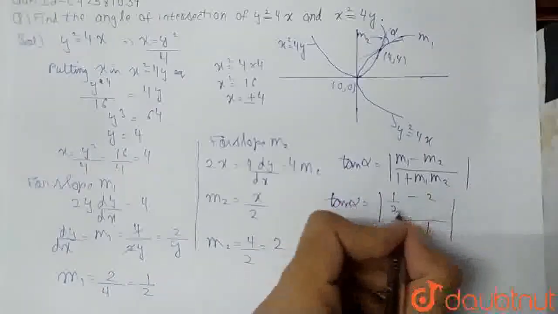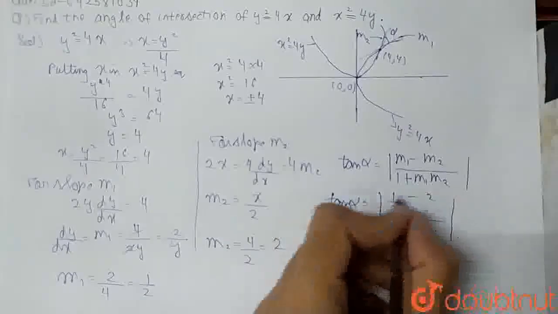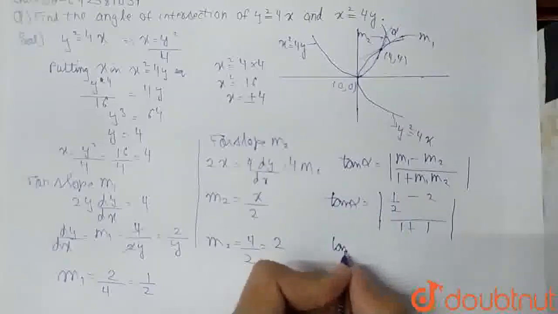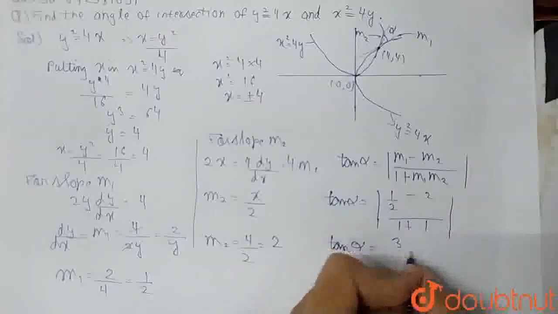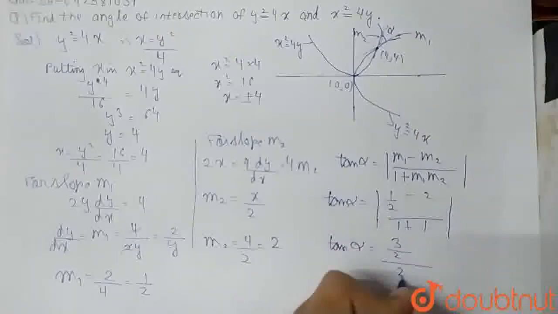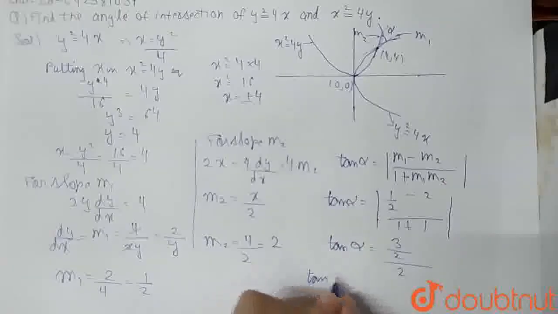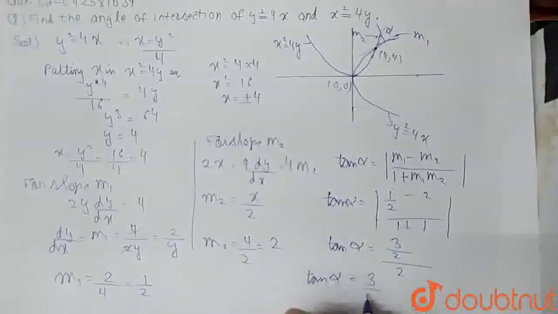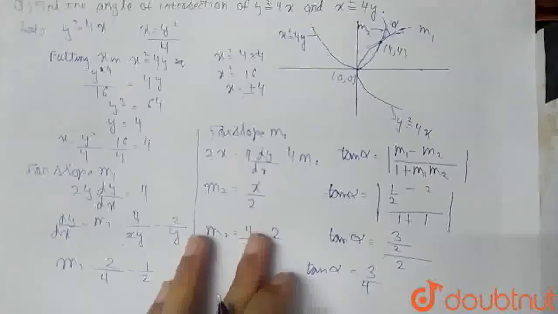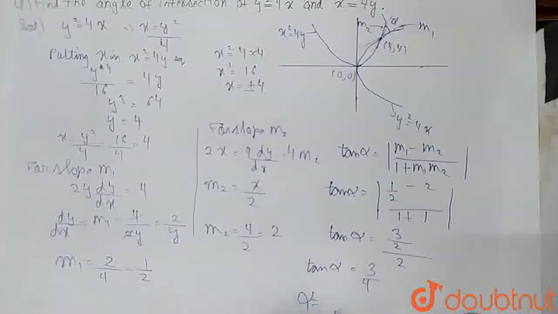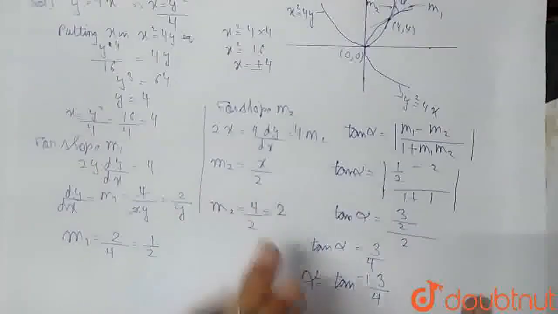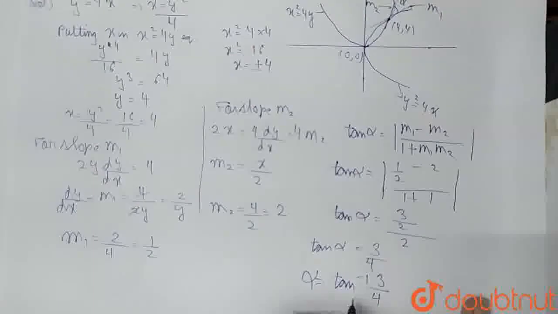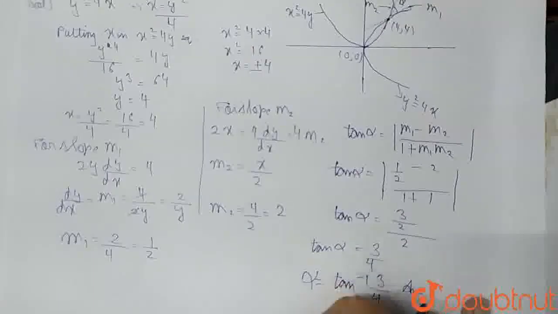Because there is a mod, this value is 3 by 2 whole divided by 2, so tan alpha is equal to 3 by 4, and alpha is equal to tan inverse 3 by 4. So this is the value of angle alpha, which is tan inverse 3 by 4, and this is our required answer.